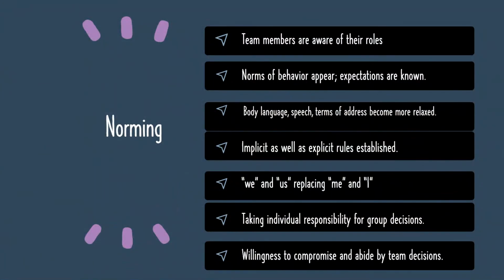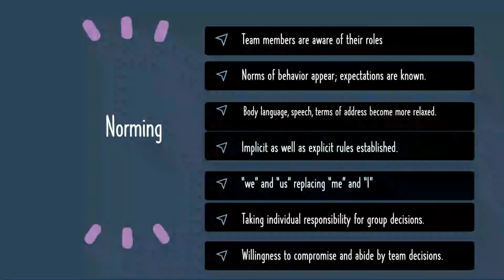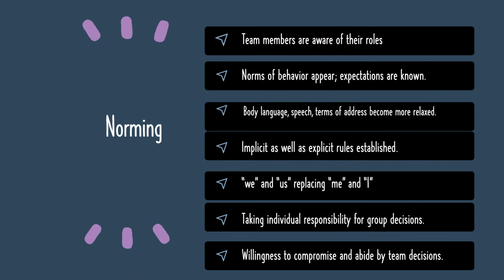The third stage in the model is norming. Here, the team members are now very well aware of their roles and their responsibilities in the team. The norms of behavior appear, and so do the expectations. Body language, speech, and other terms of address become more relaxed because by now the team members know each other and their tasks very well. Implicit as well as explicit rules are established, and it is expected that the team members follow these rules or duties.